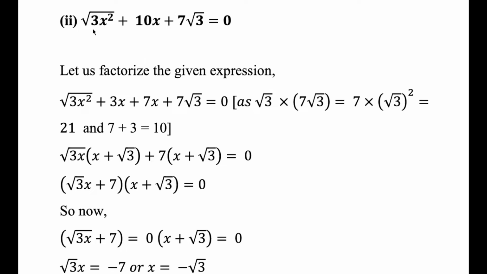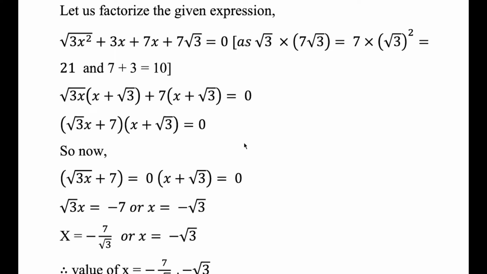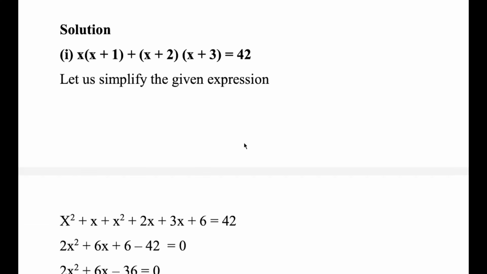Root over 3 x square plus 10x plus 7 into root 3 is equal to 0. So how to proceed? The same way. Just the middle term factorization method, and after 2 or 3 step simplification, you will get the value of x will be 7 divided by root 3 and minus root 3. You can take a screenshot. I am not going to each and every step because only 2 or 3 steps are there. Come to the next problem.